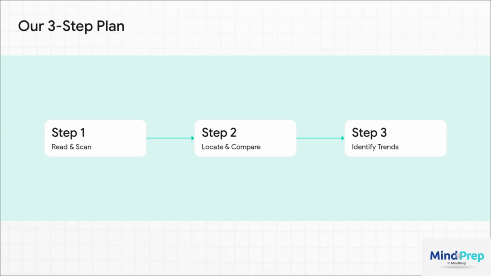And here it is. This is our game plan. It's a simple 3-step process to build your data confidence. First, we're going to master the quick scan. Then we'll become data detectives, locating and comparing key facts. And finally, we'll learn to see the real story hidden inside the numbers. So let's just dive right in.